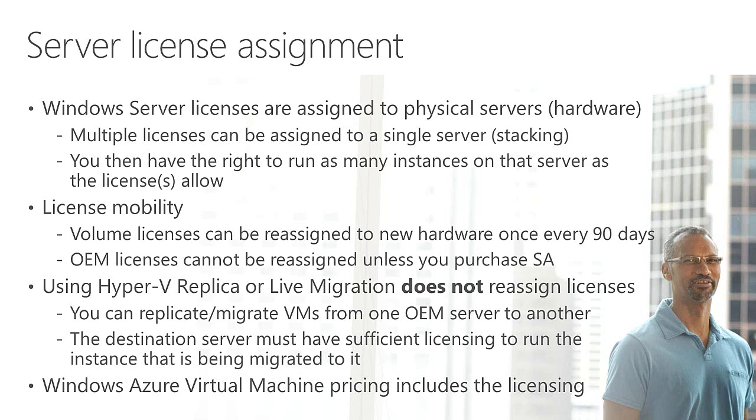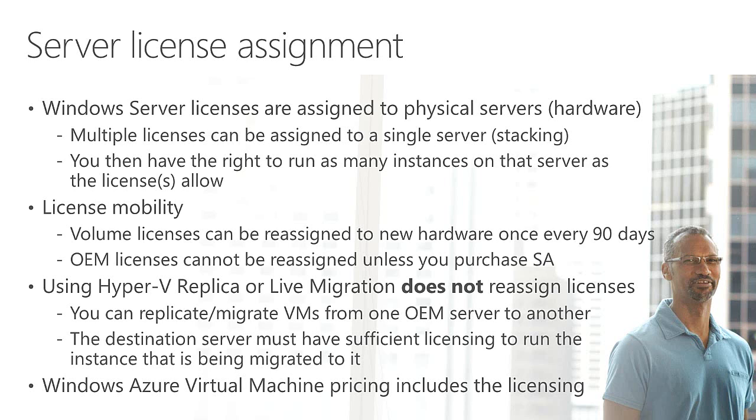But that's important to understand, as it's different than when you use something like Hyper-V Replica or Hyper-V's live migration to move a virtual machine from one server to another, from one Hyper-V host to another. Doing those things does not reassign the license that is assigned to the physical hardware. So you can totally replicate or migrate a virtual machine from one OEM server to another, because that has no effect, no impact on the license that's assigned to the hardware, to the actual OEM server. So that license cannot move from that OEM server, and it's okay.